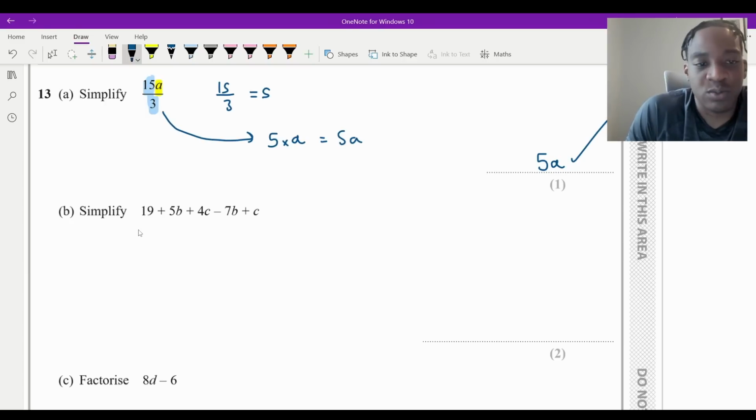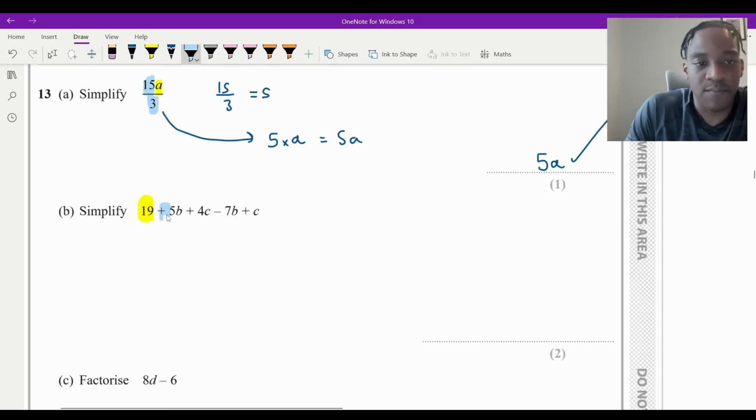Now part B says we need to simplify 19 plus 5b plus 4c minus 7b plus c for 2 marks. Now this one here, you're just collecting like terms. When I always teach this to my students, I always highlight the different parts. So I've got a number here, which I'm going to highlight in yellow. I don't have any other numbers here in the sense where there is just a number. There's no letters multiplied. So I'm just going to keep that.